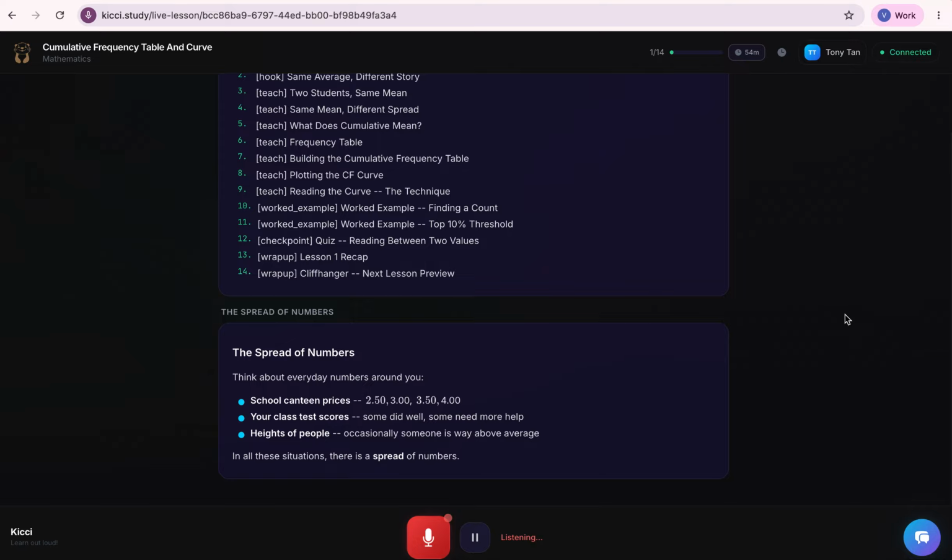Exactly, Tony. Flight prices are a great example. They definitely vary a lot depending on where you're going and when you book. So that idea of numbers being different and spread out is what we mean by spread. Does that make sense? Ready to move on to the next part? Yeah, go ahead.